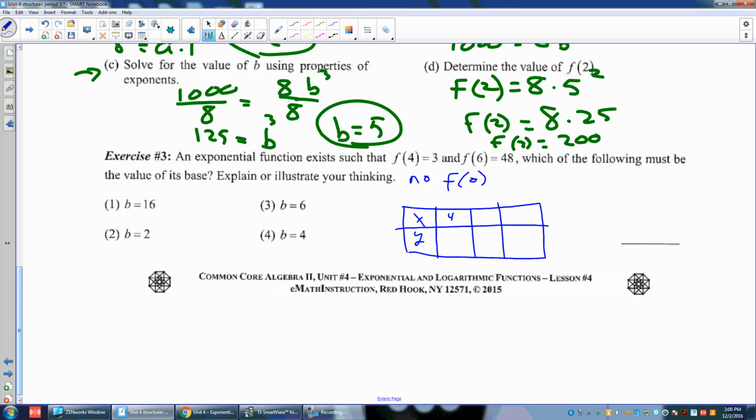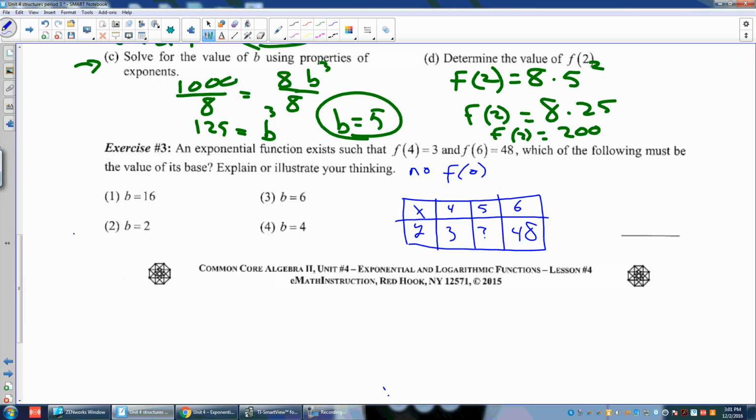So the x value is 4, and the y value is 3. We don't know what the y value at x = 5 is. That's a question mark. And for the function, when we input 6, the answer is 48. Okay, now we've got to think.